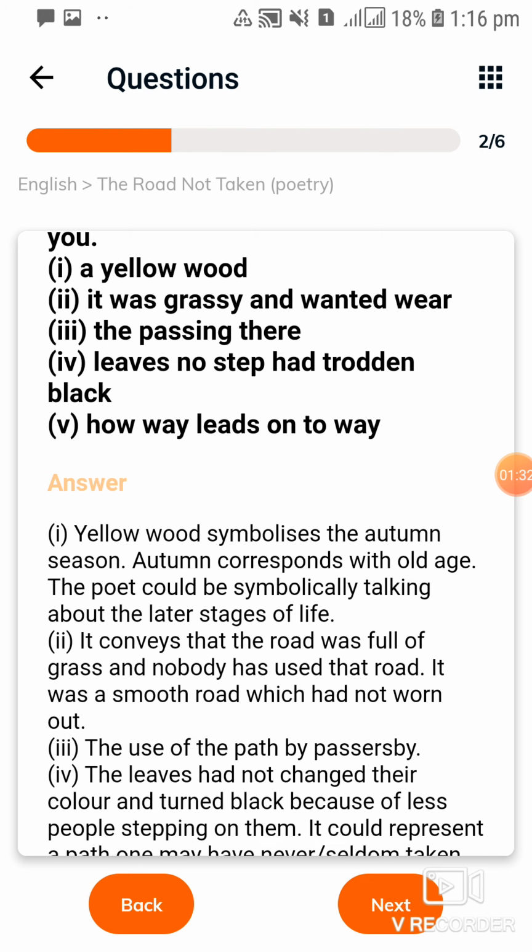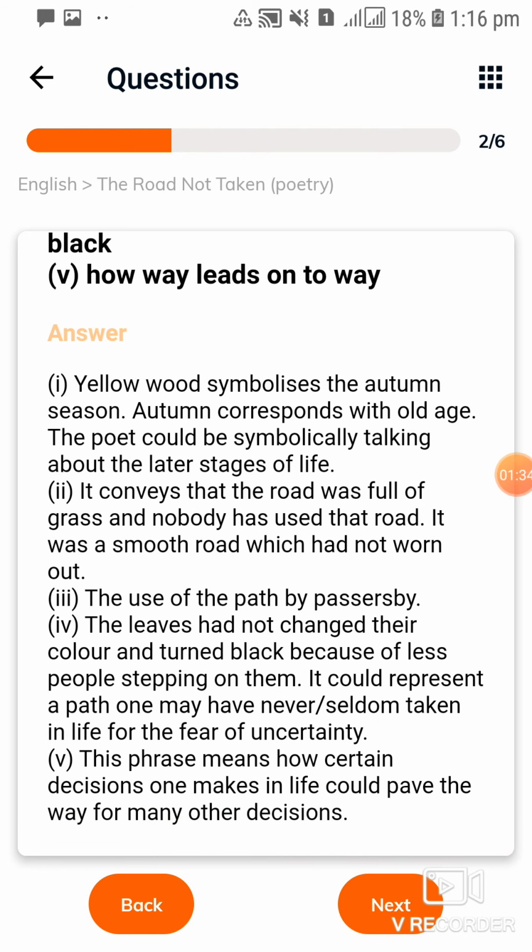Its answer is, yellow wood symbolizes the autumn season, and autumn corresponds with old age. The poet could be symbolically talking about the later ages of life. Second is, it conveys that the road was full of grass and nobody had used that road. It was a smooth road which had not worn out.